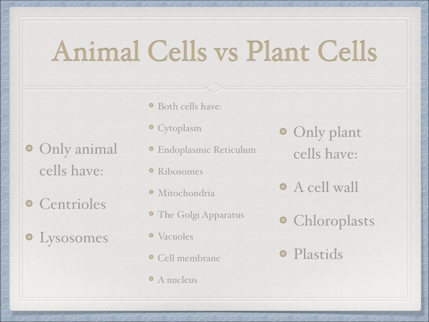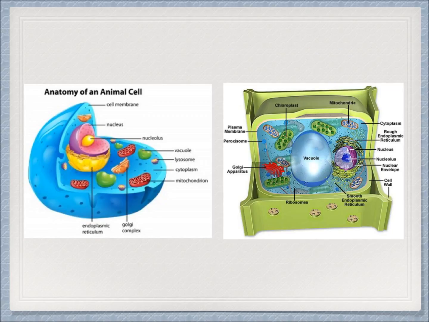Animal cells versus plant cells. So animal cells have some organelles that are exclusive to only animal cells. This includes centrioles and lysosomes. And plant cells also have exclusive organelles. This includes the cell wall, chloroplast, and plastids. But both cells have cytoplasm, the endoplasmic reticulum, or the ER, ribosomes, the mitochondria, the Golgi apparatus, vacuoles, cell membrane, and a nucleus. As you can see, there are two pictures.